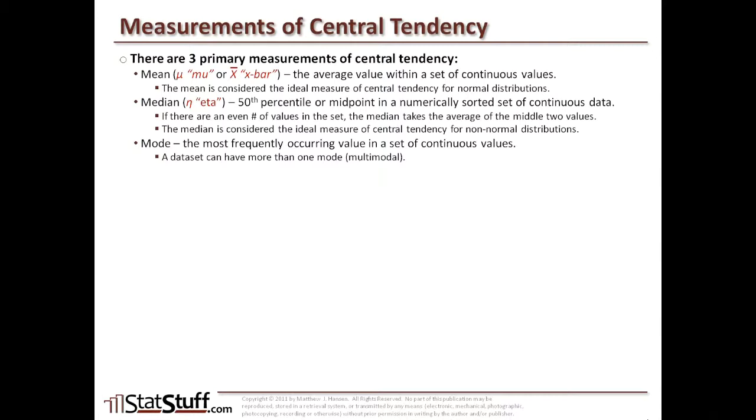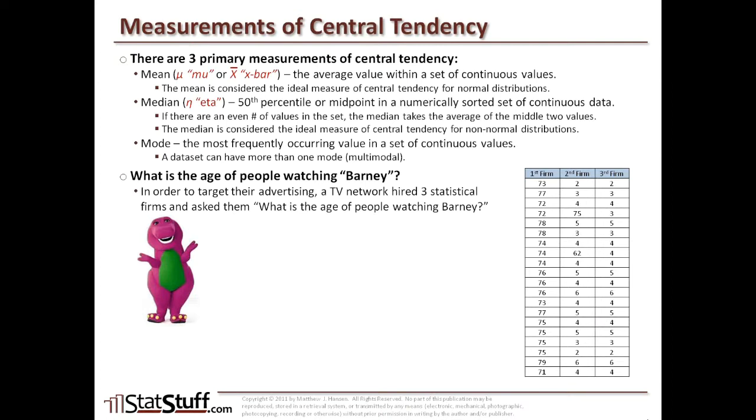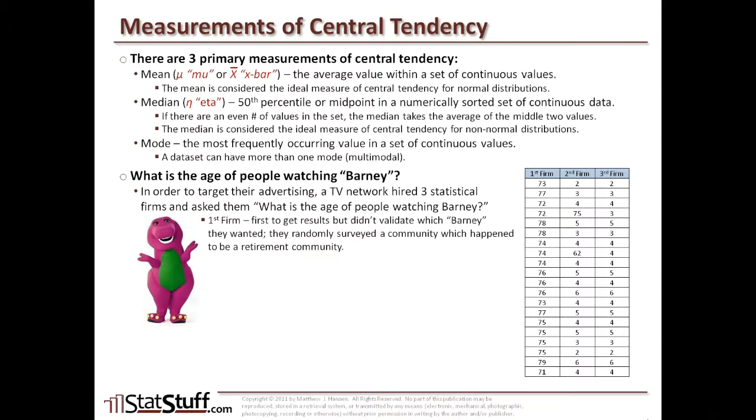So let's walk through an example. The example here is that we want to ask the age of people who are watching Barney. In the scenario we'll lay out here, in order to target their advertising, a TV network hired three statistical firms and asked each firm to find out what is the age of people watching Barney? The first firm was the first one to get results, but they didn't validate ahead of time which Barney the TV network was referring to. So they randomly surveyed a community, but that survey community happened to be a retirement community.